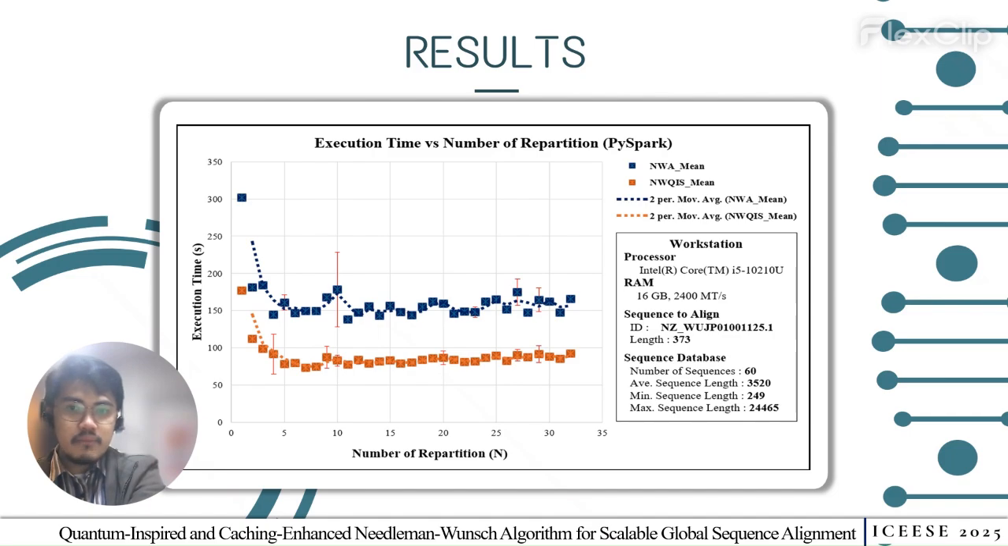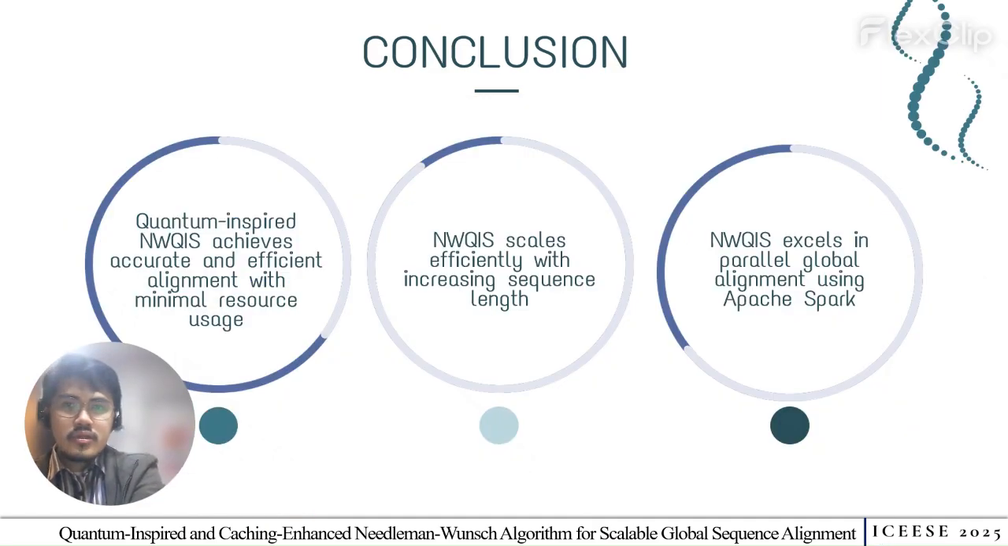These findings demonstrate that NWQIS delivers superior performance and scalability even on modest hardware, making it highly promising for distributed bioinformatics workflows. We can conclude that NWQIS delivers alignment accuracy comparable to classical methods, with only minimal numerical differences in score due to its quantum-inspired scoring mechanism, while consistently achieving faster execution time and lower memory usage. NWQIS demonstrates superior scalability with increasing sequence lengths, maintaining efficient execution and memory patterns. And in Apache Spark, NWQIS outperforms NWA across all partition levels, confirming its practical utility for parallel processing and global sequence alignment.